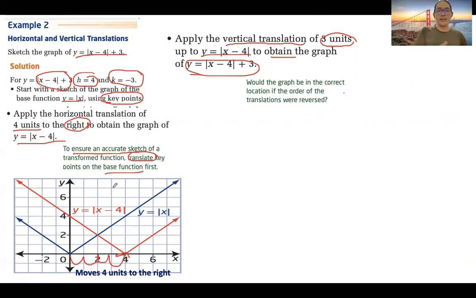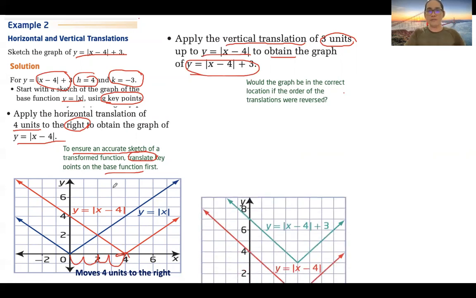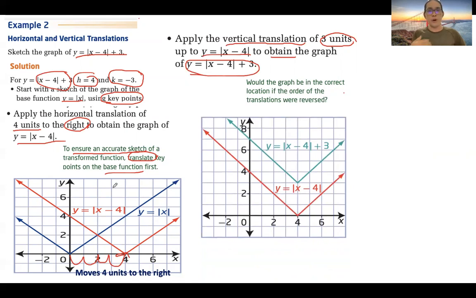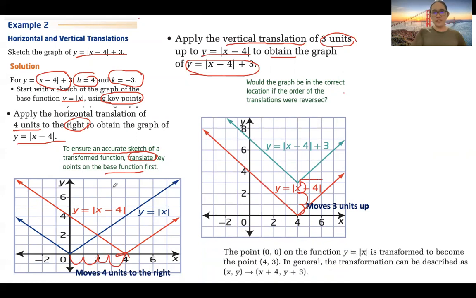So again, we did the horizontal translation first. As you can see, 4 units to the right. Then after the horizontal translation, we go to the vertical translation, which is moving 3 units up or shifting the graph 3 units up. And then the point 0, 0 on the function y is equal to the absolute value of x, which is our base function, is transformed now to become 4, 3. So this is our point, as you can see here.